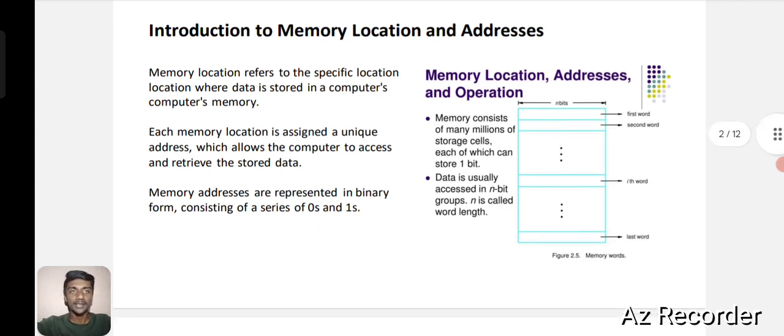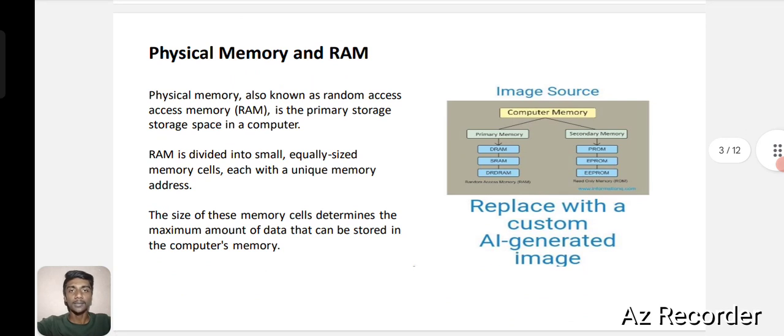I am going to the next slide. In the next slide, I have prepared physical memory and RAM. What is physical memory? Physical memory, also known as random access memory, is the primary storage space in a computer. RAM is divided into small equal-sized memory cells, each with a unique memory address. The size of these memory cells determines the maximum amount of data that can be stored in the computer's memory.